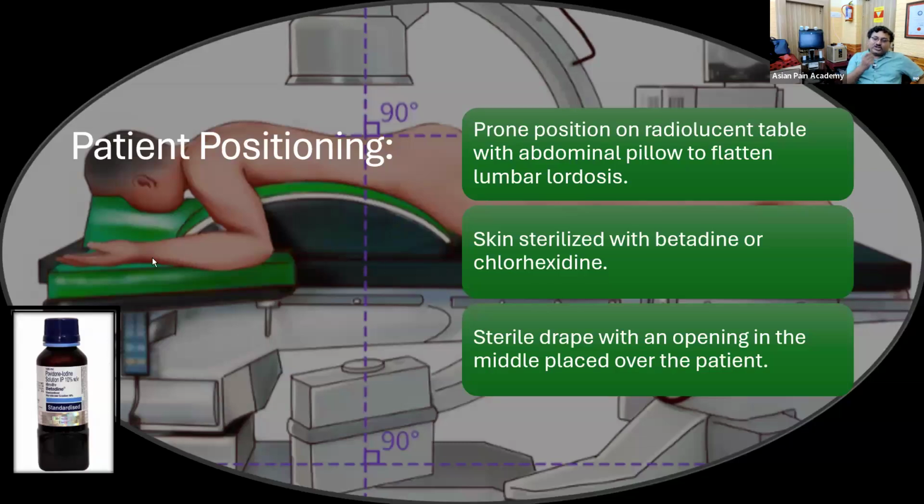Now coming to which posture we should use. Usually it is done in the prone position on a radiolucent table with a pillow below the abdomen. Remember, in a normal condition the spine has a lumbar lordosis, and with lordosis the posterior elements are usually close together. So we have to stretch the posterior elements by putting a pillow below the abdomen. This helps to reduce the lumbar lordosis so that we get more space to enter the foramen and the area where we need to perform the procedure.